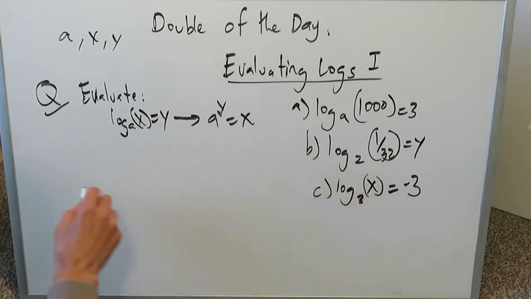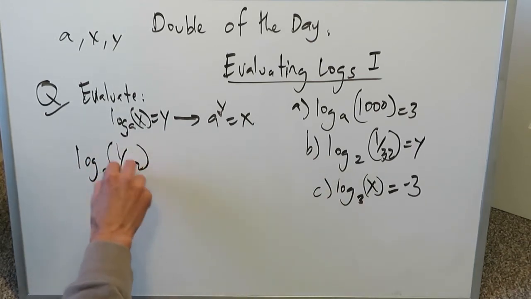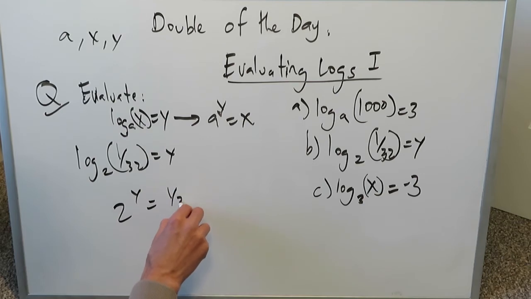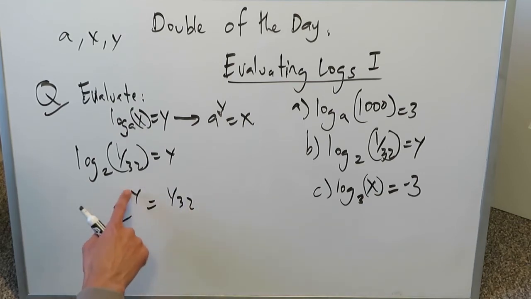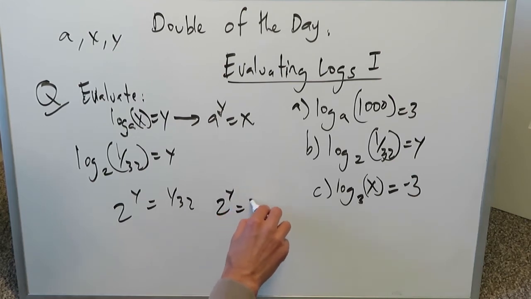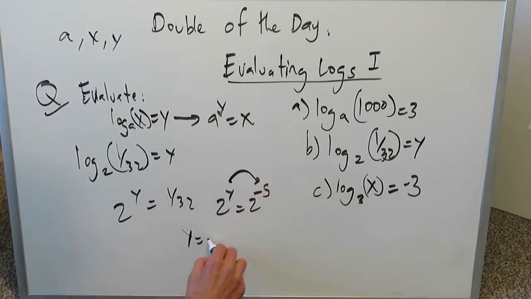Now let's look at b. We've got log base 2 of 1 over 32 equals y. Here we have to find y. Write this in the exponential form. 2 to the power of y is equal to 1 over 32. See, a to the y is equal to x. Convert this into base 2. 2 to the y is equal to 2 to the minus 5. Therefore, y is equal to what you see right here, minus 5. And this here is your answer, and it should be good.